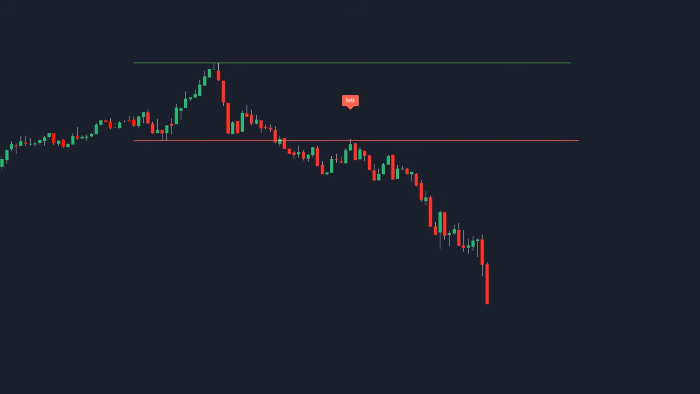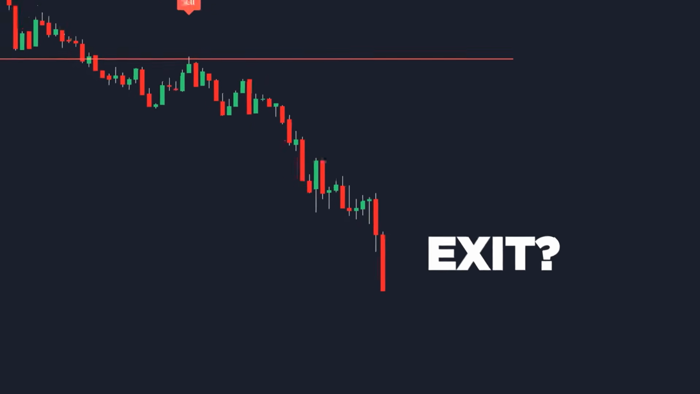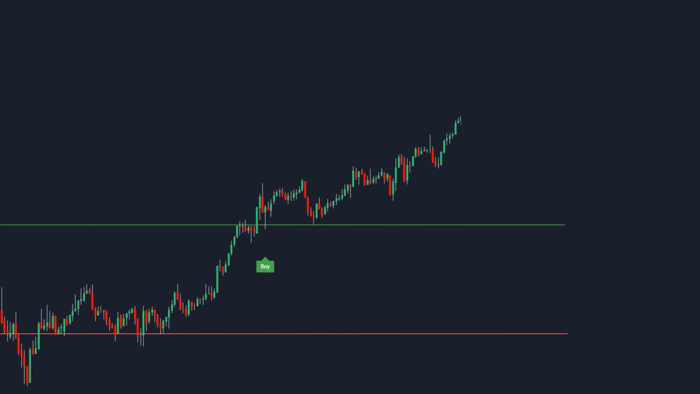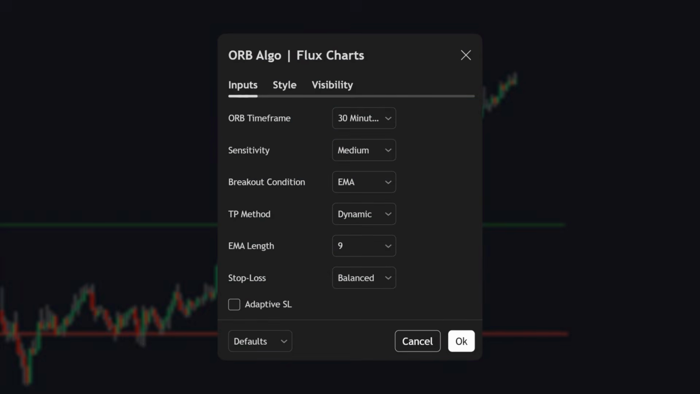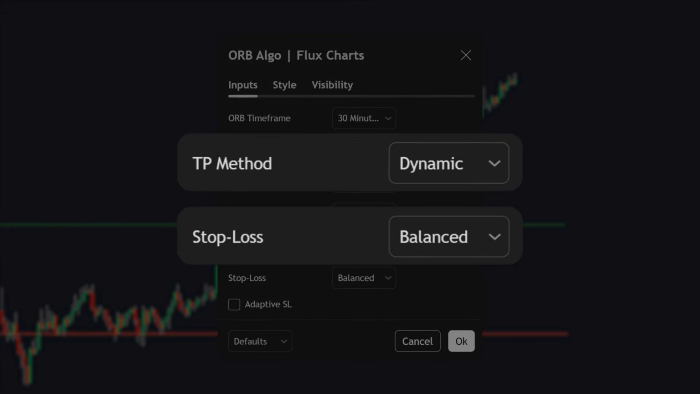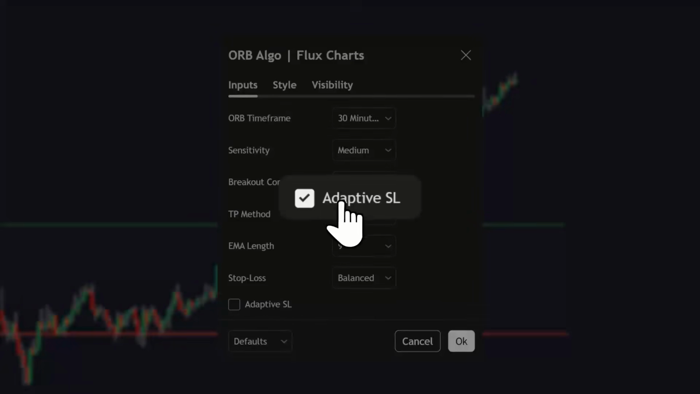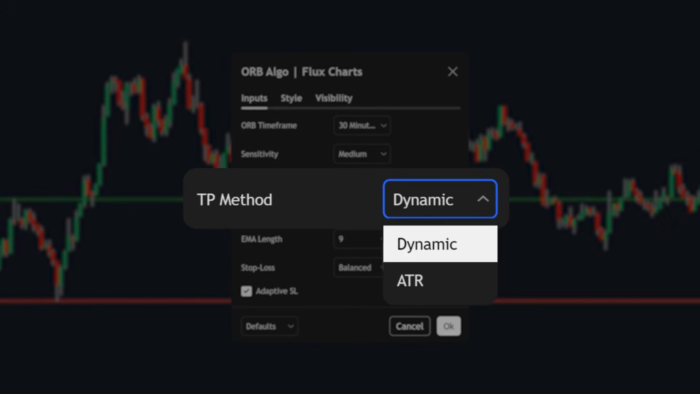But now comes the other half of the system, exits. Getting in the market is only half the challenge, but how you manage the trade once you're in is just as important. This indicator helps you with that. From setting your stop loss and take profit levels, and even moving your stop loss to break even automatically when necessary. There are 2 take profit methods to choose from.